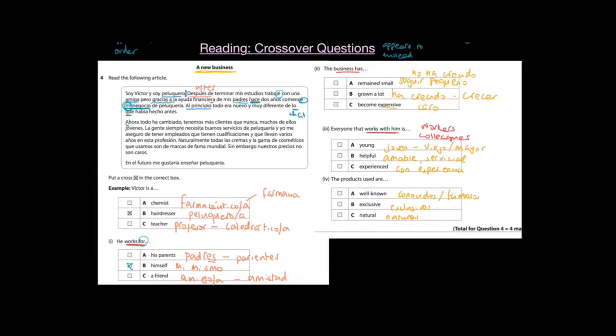Ahora, now, we've got here ahora, now. Todo ha cambiado. Everything has changed. Remember this verb, cambiar, to change. Cambiar, super important. It appears a lot. And also the word cambio, change. Useful to remember them. Tenemos más clientes que nunca.